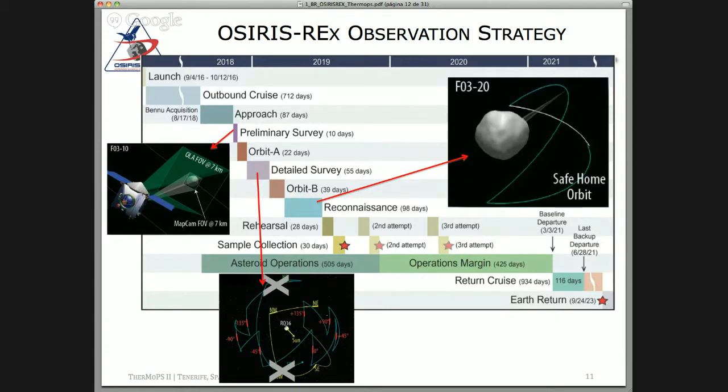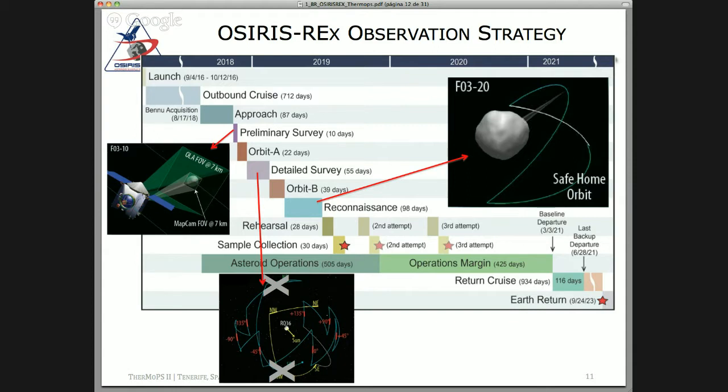Once that's finished, and based on the data collected, 12 sampling sites will be identified, and these will be characterized in more detail during low flybys in the reconnaissance phase, where we'll have temperature measurements at about 5 to 8 meter spatial resolution. And from that, we'll go down to, is it three sampling sites? After reconnaissance, one. Just one, okay.